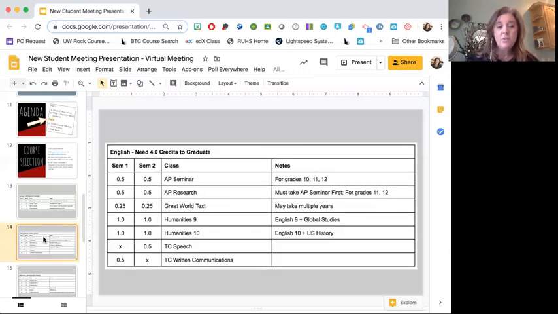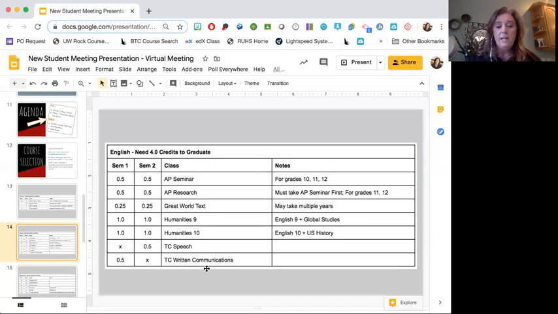Now we're going to get into our English classes. Like I mentioned before, you need 4 credits of English to graduate. How you earn those credits may look different depending upon what you're planning on doing. These are all of the classes that we offer that apply towards English credit. Some classes you may take multiple times, others you can only take once, and there are definitely some that I would recommend you starting out with.